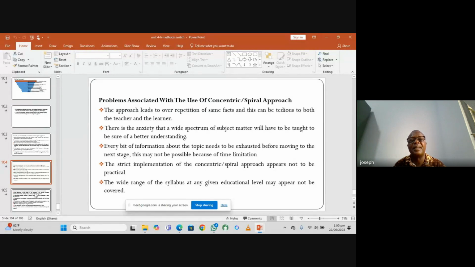The strict implementation of the concentric and spiral approaches appears not to be practical, because even though we are saying it, putting them into practice is always difficult. The wide range of the syllabus at any given educational level may appear not to be covered before the learner moves on. So these are some of the difficulties that we encounter when we use these two concepts or approaches.